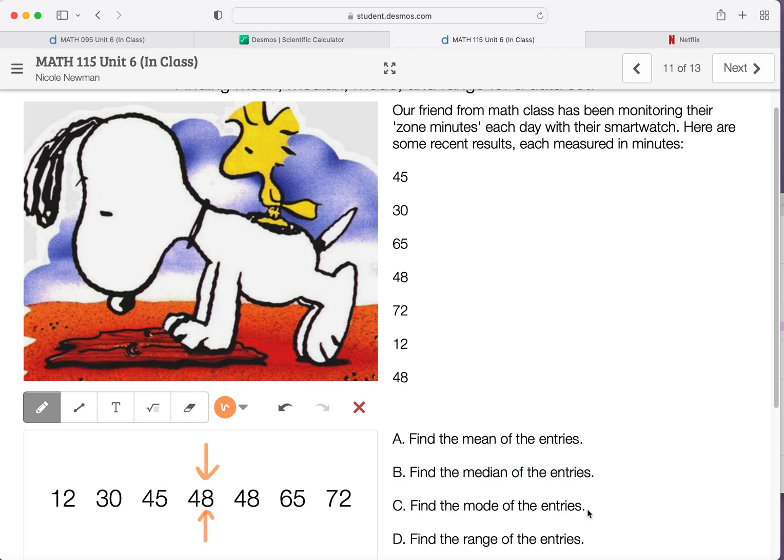The mode of the entries is the most frequent of the entries, and there can be no mode or one mode or more than one mode. This one, I think 48, is going to also be our mode as well as our median. And then the range, that's the gap between the high end of our data points and the low end. So we'll be comparing 72 and 12. So let's see what those came out to be.